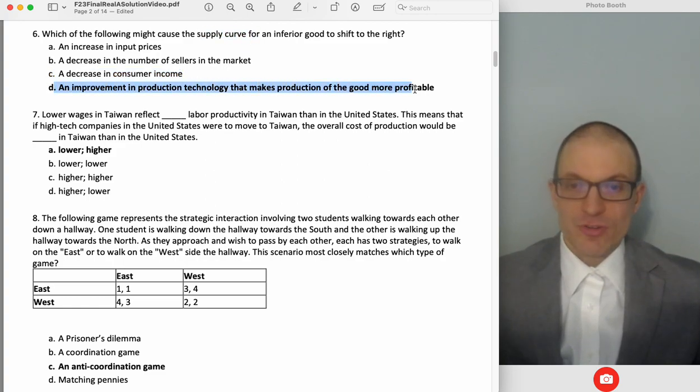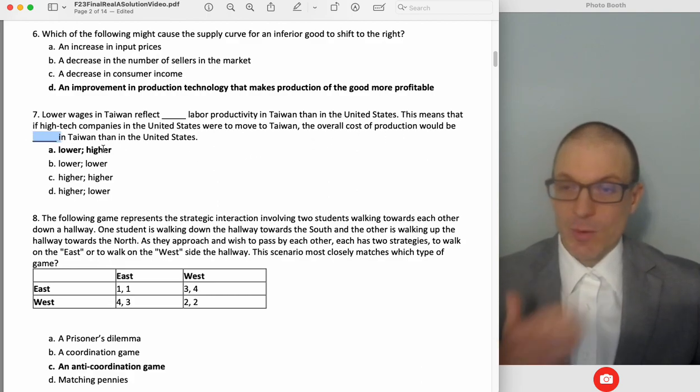An improvement in production technology makes production of the good more profitable. Yeah, that'll do it. Lower wages in Taiwan reflect lower labor productivity in Taiwan than the US. This means if high-tech companies in the US were to move to Taiwan, the overall cost of production would be higher in Taiwan than the US. You want to locate where you've got highly productive workers if you have high-tech companies.